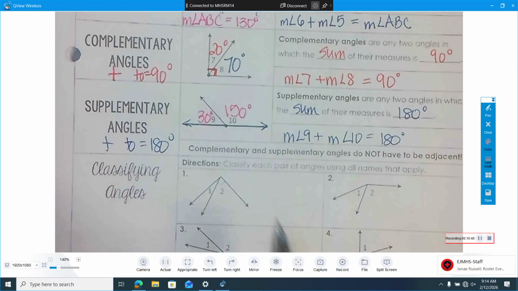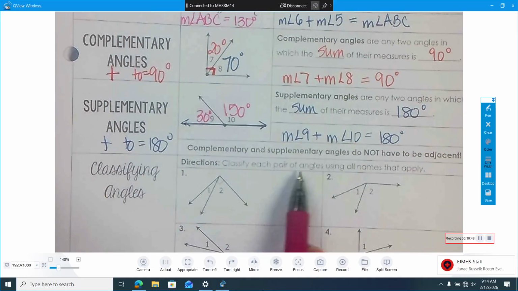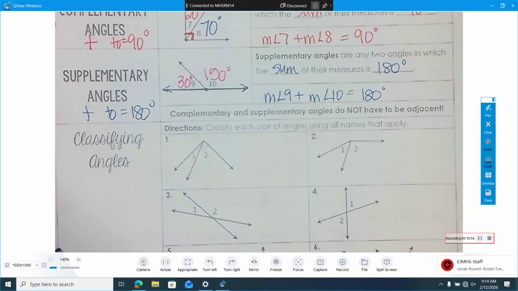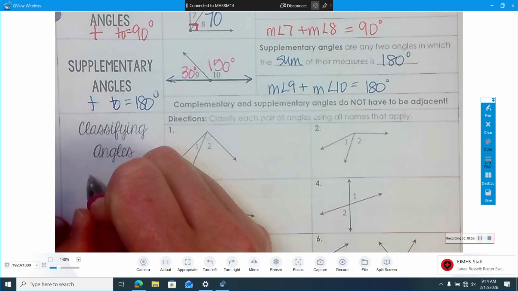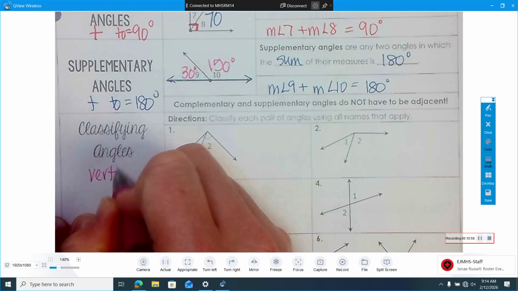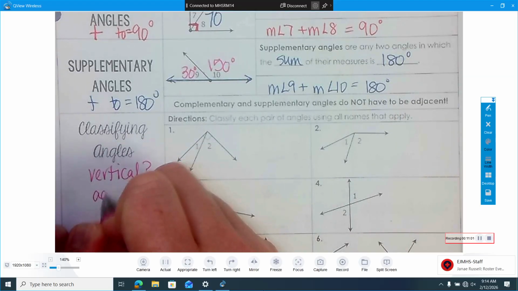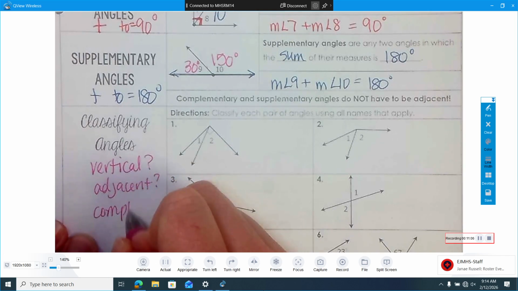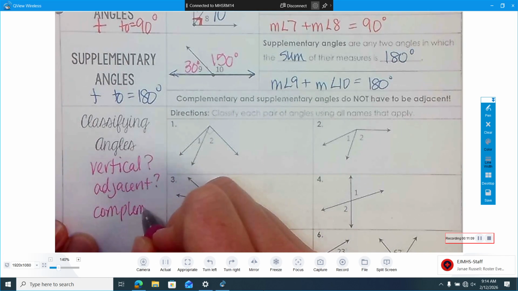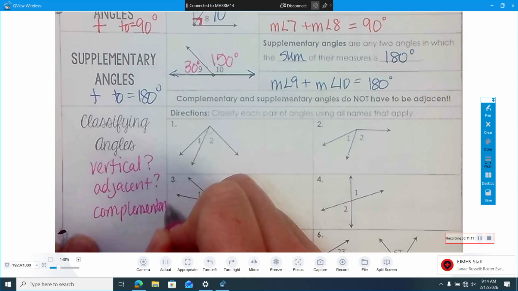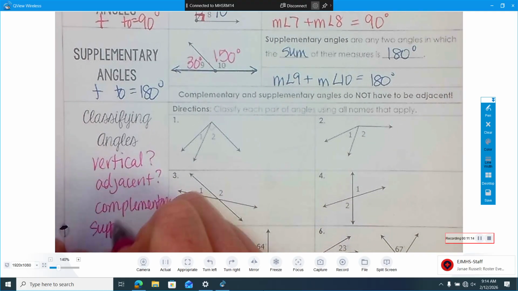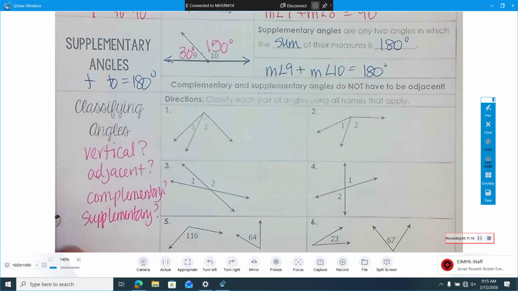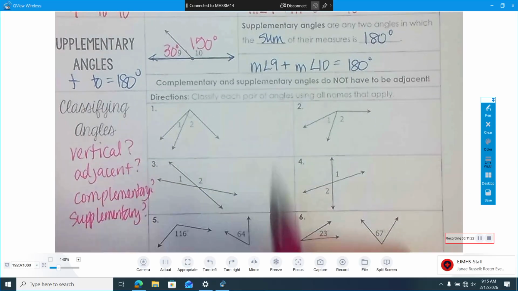So let's look here. We want to classify each pair of angles using all the names that apply. To classify these angles, we're looking for: are they vertical angles? Are they adjacent angles? Are they complementary? And are they supplementary? And they can be more than one. So we want to know what angles these are.